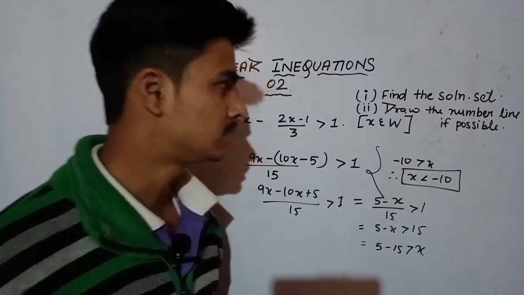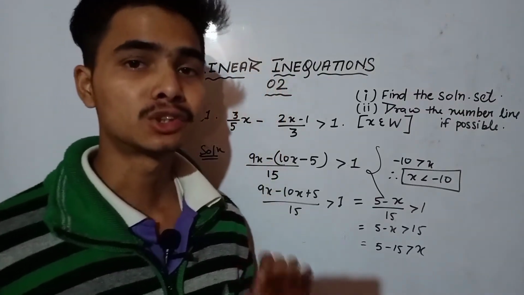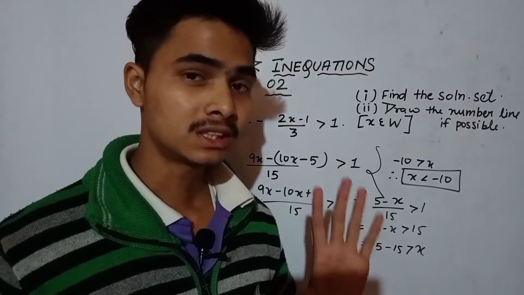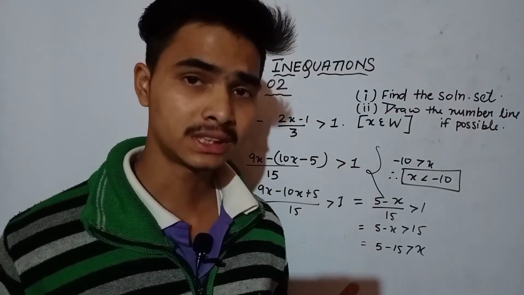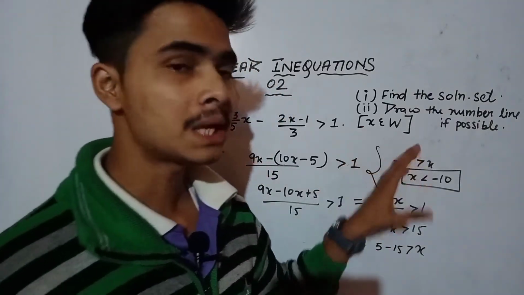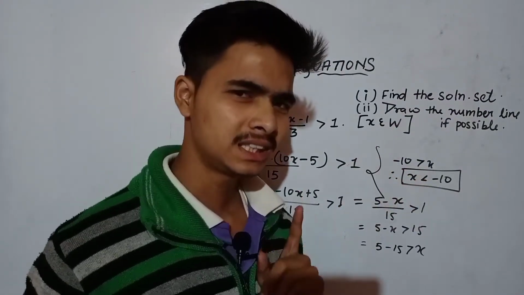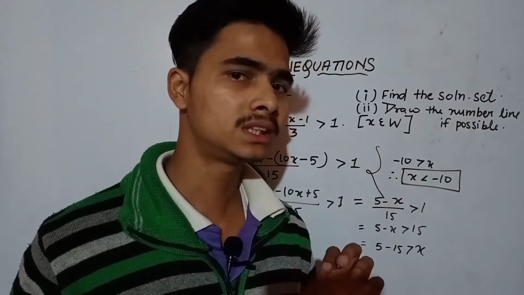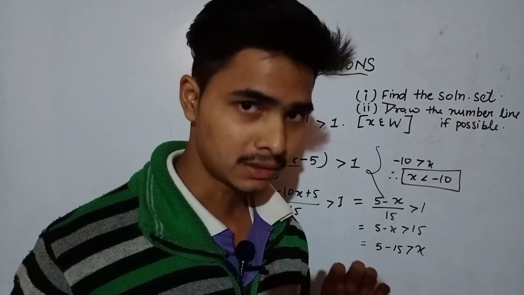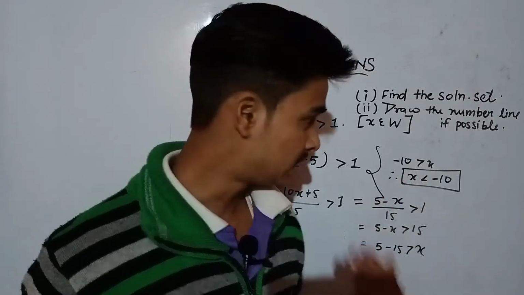Now the first question: what is going to be the solution set for this question? For the solution set, the first thing is to see which type of number system x belongs to. X belongs to the whole number system, and whole numbers start with 0 and do not contain any negative value, because according to this condition x is less than minus 10.